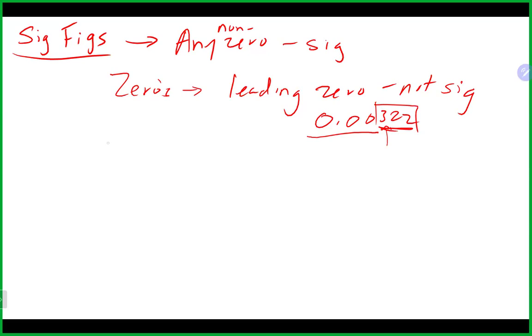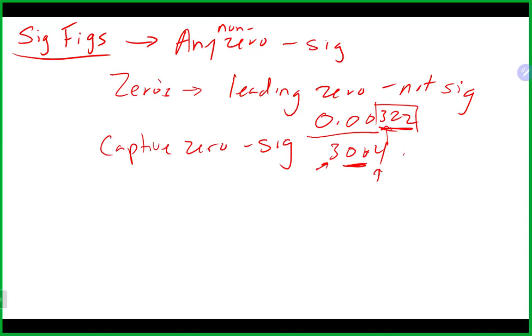We have sort of trapped zeros or captive zeros, and those are going to be significant. They are trapped between two non-zero numbers. So here again, we would start counting at the 3. Those two would be significant, and this guy would be significant as well. So that guy would have 4 significant figures.